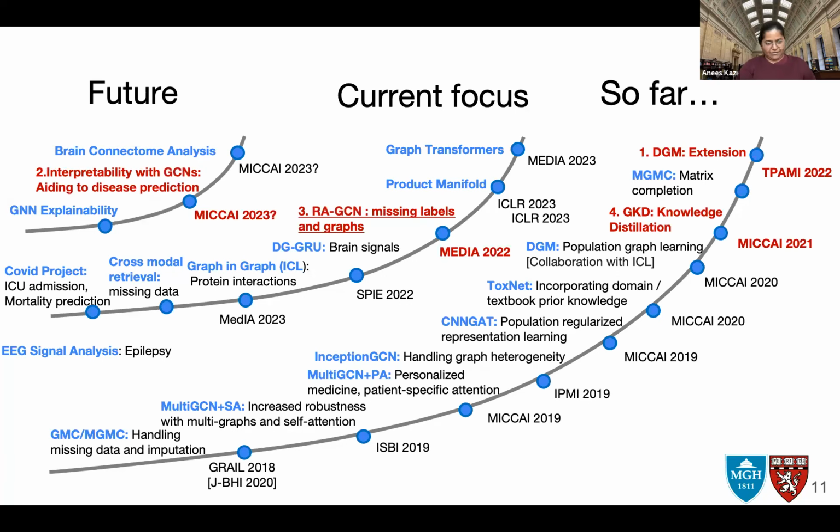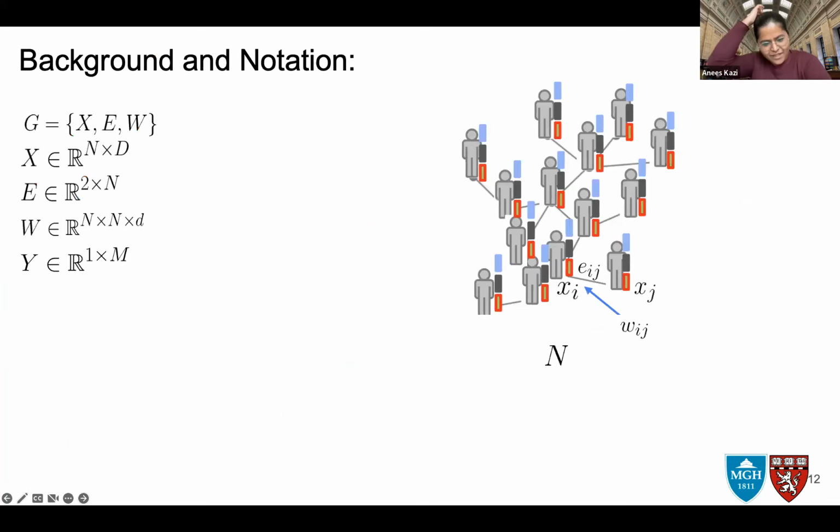So today I will talk about these four methods. Of course, I won't be able to cover all of them, but please feel free to reach out to me if any of this method seems interesting to you or is related to your work and you would like to discuss about it. I'm up for collaborations and discussions. Okay, so let us start with our first work, that is DGM, that is differentiable graph module.